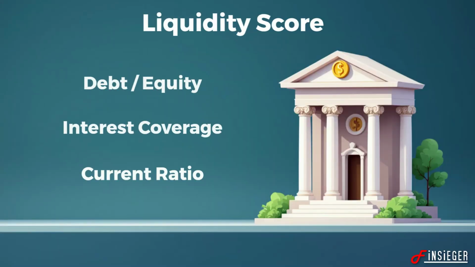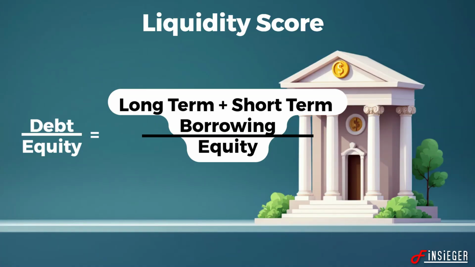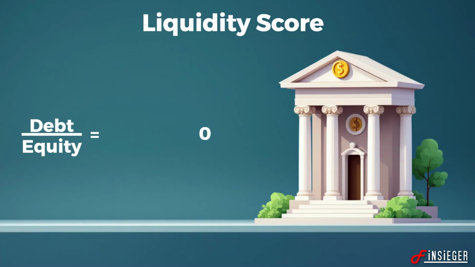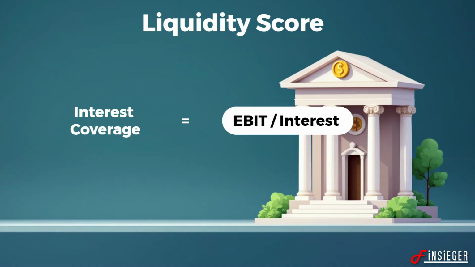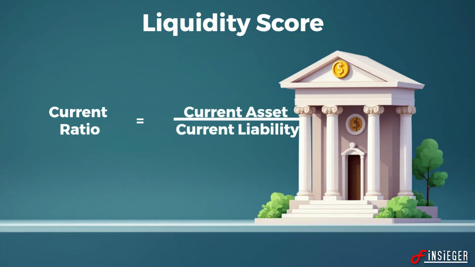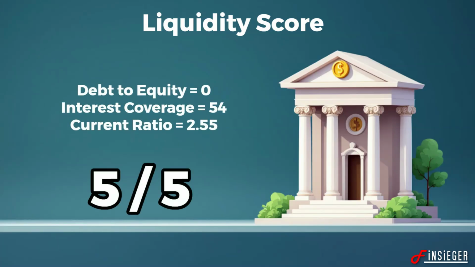In case of liquidity, let's look at these three parameters. Debt to equity is long-term plus short-term borrowing divided by equity, which in this case comes to 0 as there is negligible debt. Interest coverage is earnings before interest and taxes divided by the interest portion. In the case of Dmart, it is 54. It is great as it is above 1. Let's see current ratio. Current ratio is current assets divided by current liabilities. In this case, it is 2.88. So we have a liquidity score of a perfect 5 out of 5.